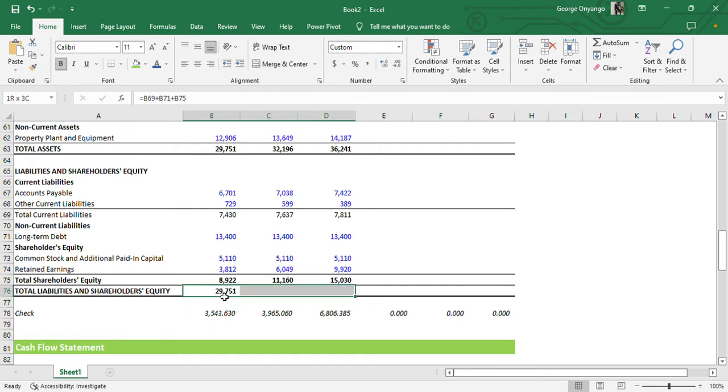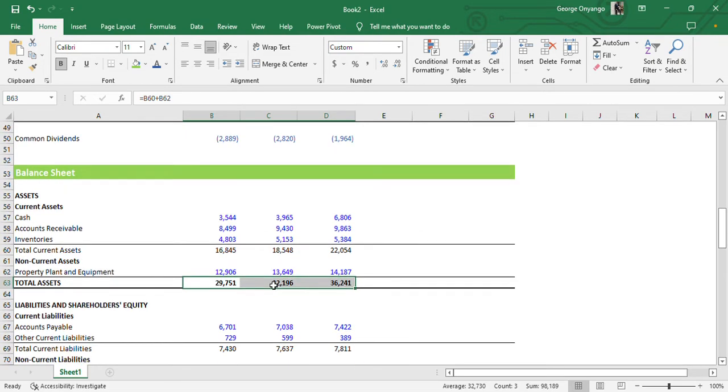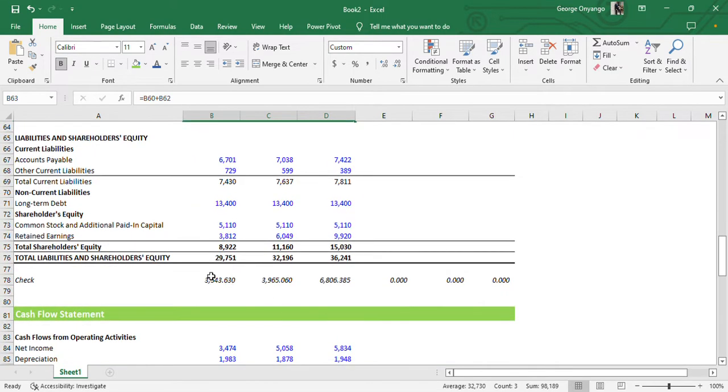And as you can see, row 76 and row 63 are equal. That means that our balance sheet balances, the total assets balance with the total liabilities and shareholders' equity.